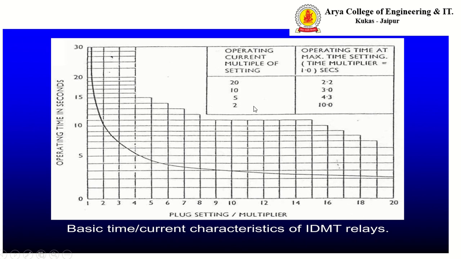This is a diagram which shows the basic time current characteristics of IDMT relays. It shows operating time in seconds: 0, 5, 10, 15, 20, 30, against operating current as a multiple of settings. The operating times at maximum time setting are like at 20 it is 2.2, at 10 it is 3.0, and at 5 it is 4.32, it is 10.